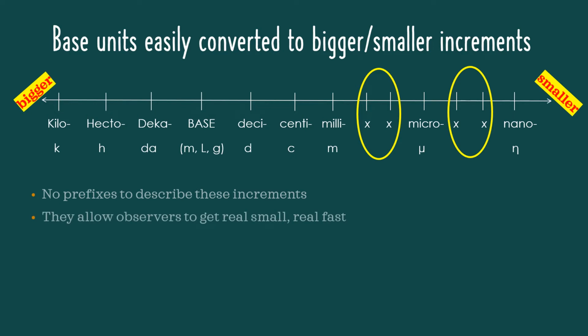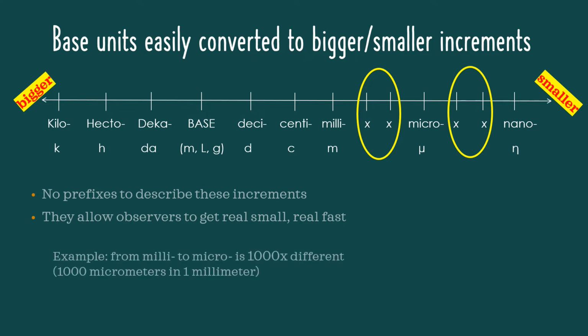What's happening here is that these spaces allow observers to get real small, real fast, by jumping 3 increments at once. When we do this, the math indicates, for example, that a micrometer is 1/1000th of a millimeter, and a nanometer is 1/1000th the size of a micrometer. These are very small increments indeed that can only be observed with the help of modern technology.